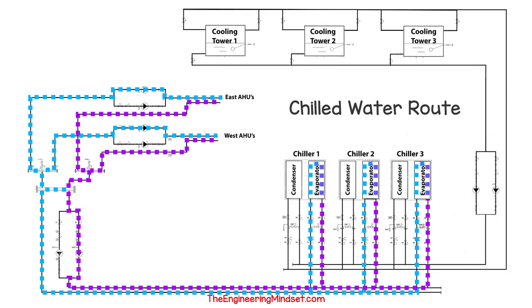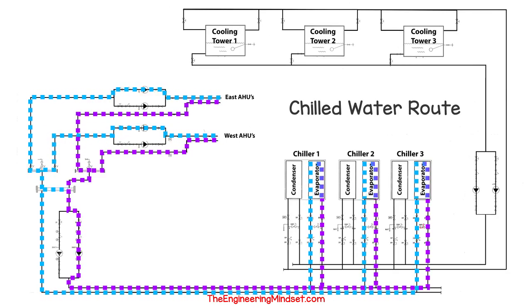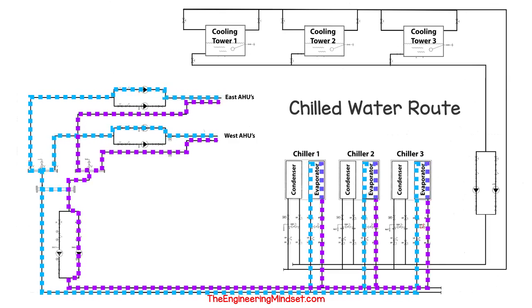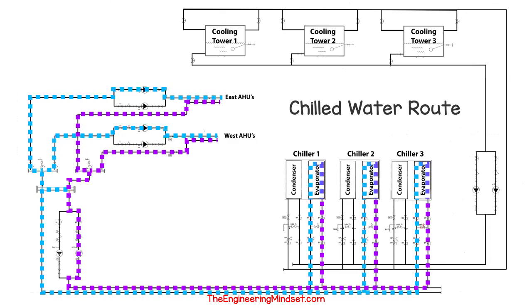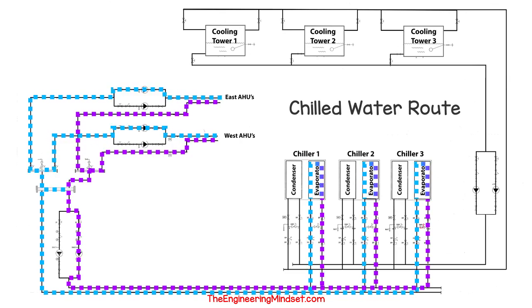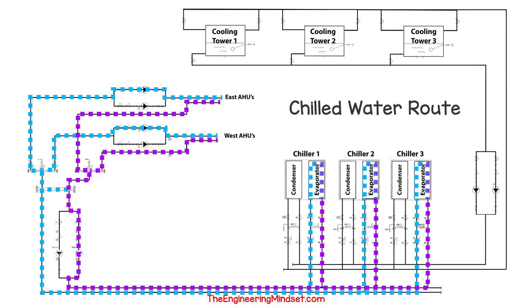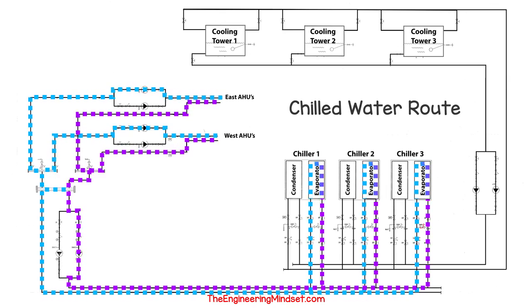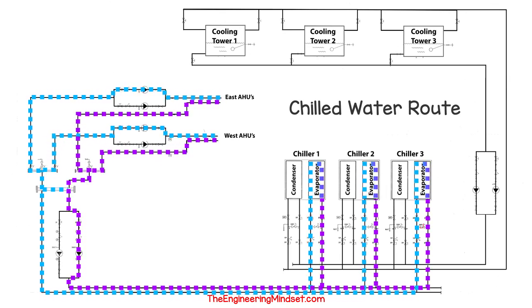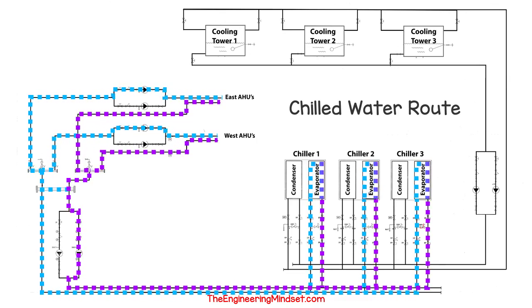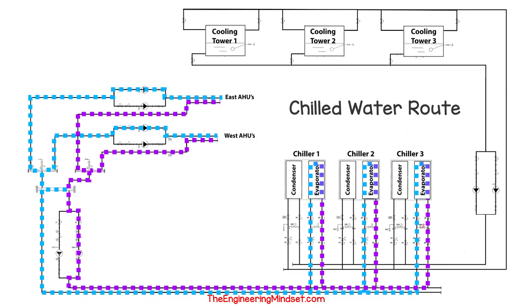So this is a simplified version of the actual chilled and condenser water schematic of the building. As you can see, it has 3 chillers and 3 cooling towers, and this feeds the AHUs in both the east and the west side of the building. Now I've only animated the flow path of the chilled water for this example as that's what we're measuring, although the procedure will be the same if you wanted to measure the condenser water.